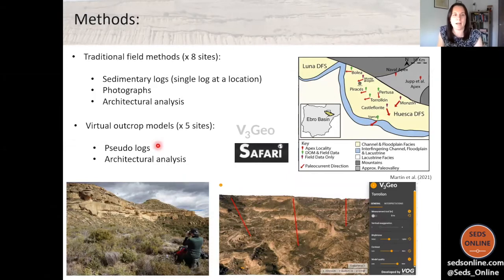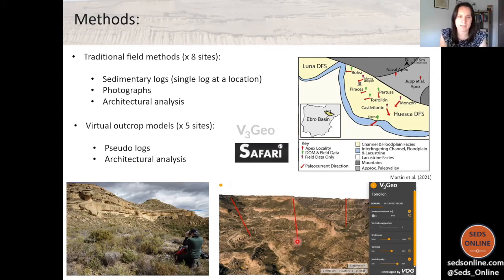And what we did with these outcrop models is we created pseudo logs. And what I mean by that is, what Ben did is he went in, and this is an example, an amphitheater style exposure, we can create pseudo sedimentary logs.